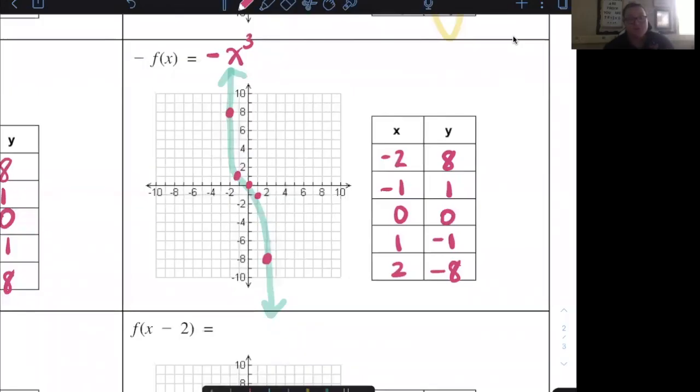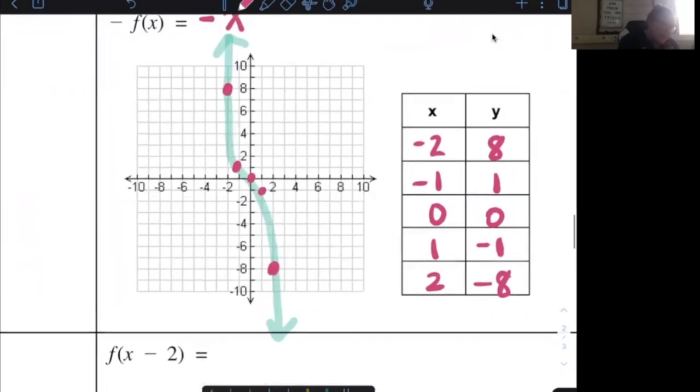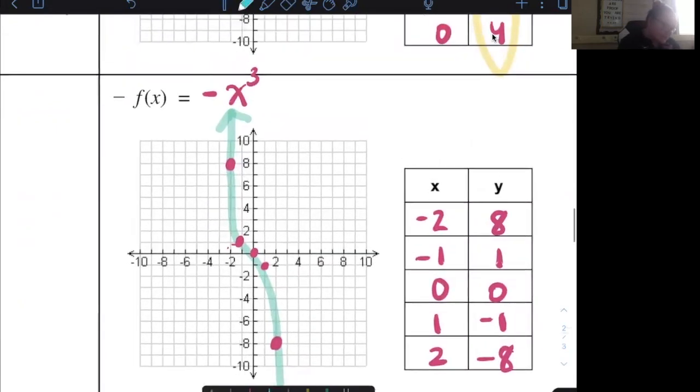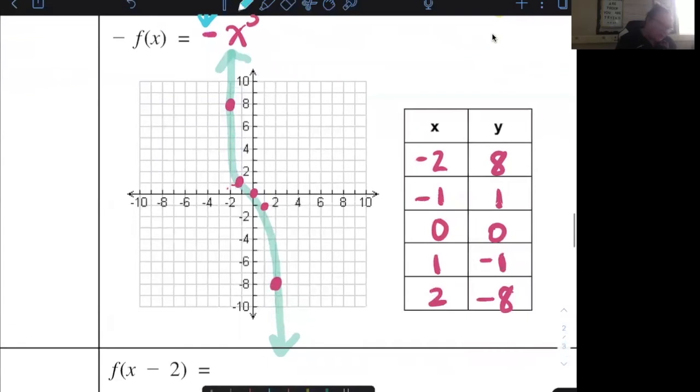So your new function should just be negative x to the third power. So when you plug in these values, you get positive 8, 1, 0, negative 1, and negative 8. So your graph actually flips its end behavior because it's reflected over the x-axis. So now our end behavior is up and down, which makes sense because our leading coefficient is negative and our degree is still odd. All right.